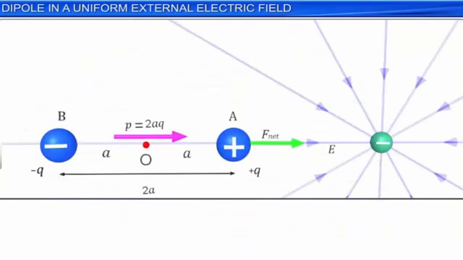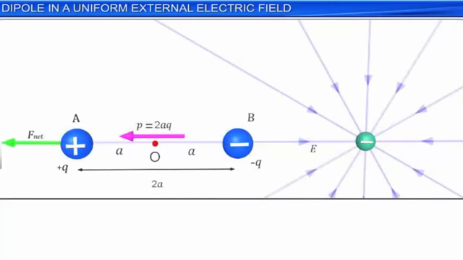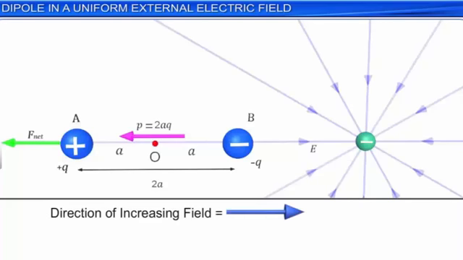In an external electric field of increasing magnitude, if the dipole is placed such that the dipole moment is in the direction of the increasing field, then the net force on the dipole will be in the direction of the increasing field. Conversely, if the dipole is placed such that the dipole moment is in a direction opposite to that of the increasing field, then the net force on the dipole will be in the direction of the decreasing field. In general, the net force on the electric dipole depends on the angle made by the dipole moment with the external electric field.